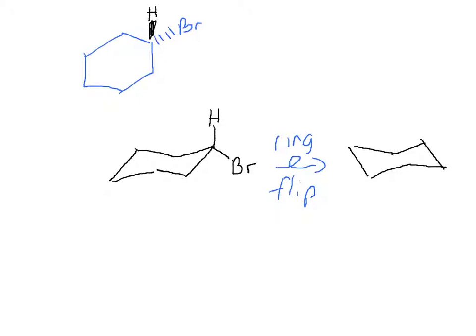If I label this carbon 1, where's carbon 1 in this new ring? Bottom right, right? It's the new footrest. This is carbon 1. Good.